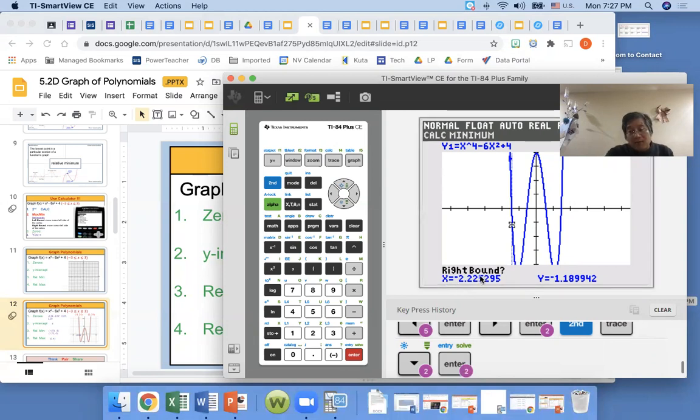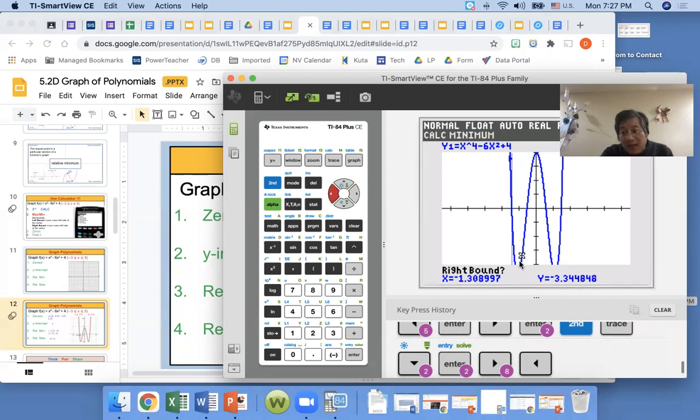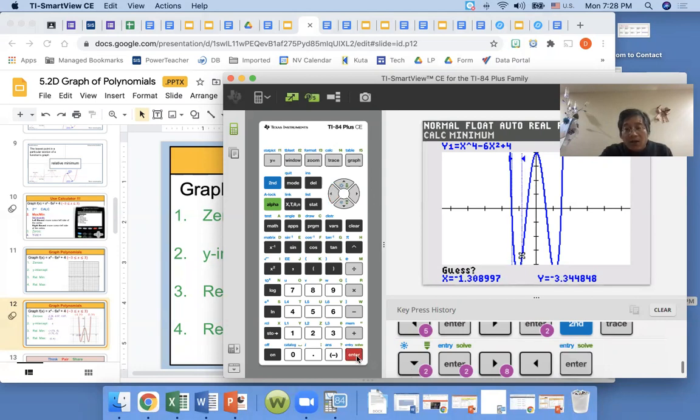Right bound. Let's move this cursor to the right side, right? Still, oh, it's gone, but it's moving. So don't worry, keep moving until you see it. See it? Yes, you see it, right? You can move one more time, doesn't matter, as long as you are on the right side of this point. And then you click enter. Guess, same thing, enter.